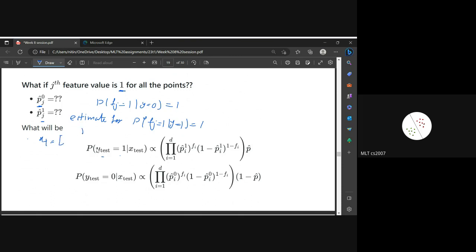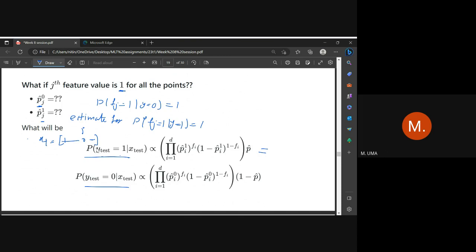So let's say the jth feature value is 0 for the test data point, and just ignore all these values. Now if I found these values, then what will be this probability? It will be 0. Both will be 0. Someone has a doubt: can you explain that again, how it is 1, even given y is equal to 1?